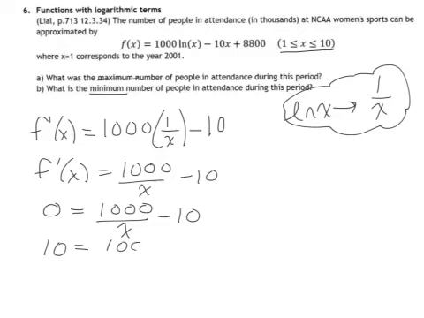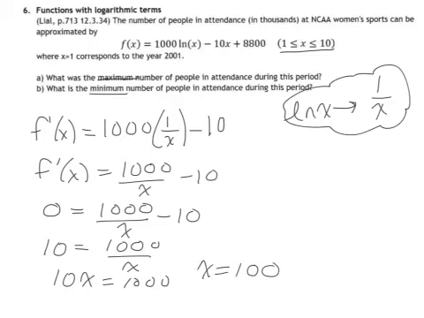So 10 is equal to 1000 over x. 10x is equal to 1000. So x must be equal to 100. Okay, so we have to see if that makes sense. So we have x is 100, but our range is 1 to 10. So 100 doesn't fit into that. So that critical number sits outside of the range.